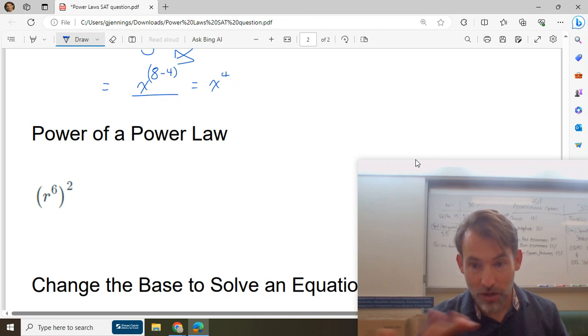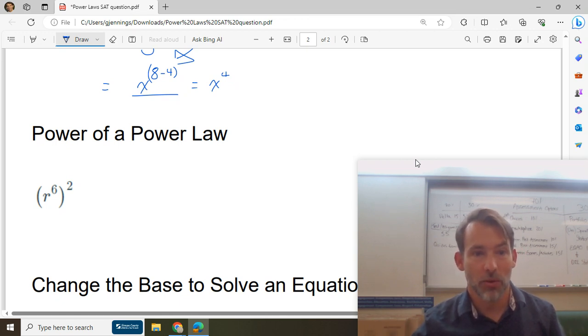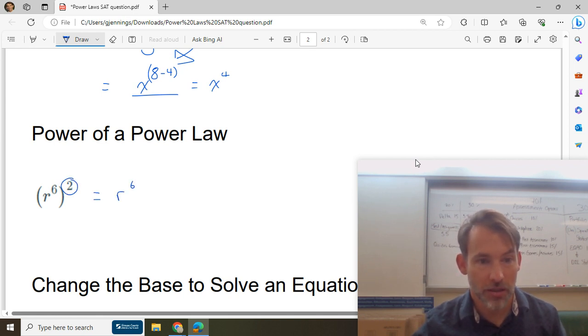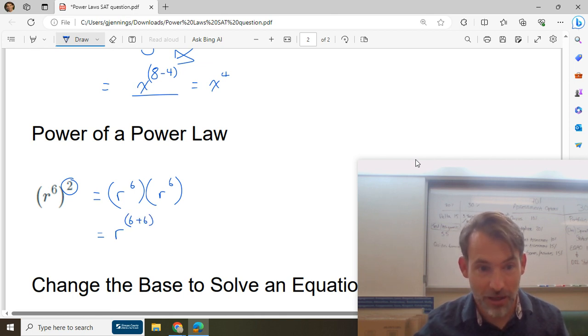The next law that we're going to look at is the power of a power law. If I have r to the 6 squared, I can actually expand this exponent and do it this way. This would be r to the 6 multiplied by itself twice. So it would be r to the 6 multiplied by r to the 6. And then I could use my product of powers law, which would be r to the 6 plus 6. Two 6's adding together. That's r to the 12.